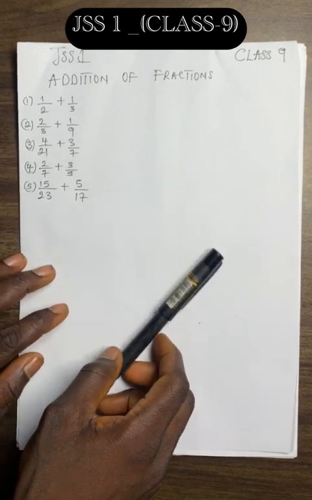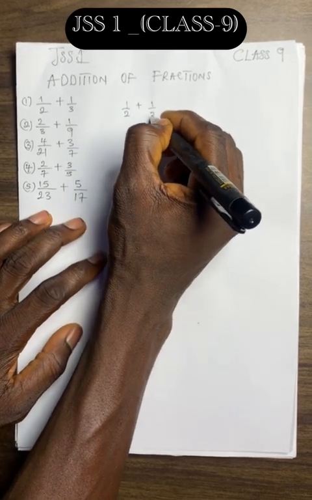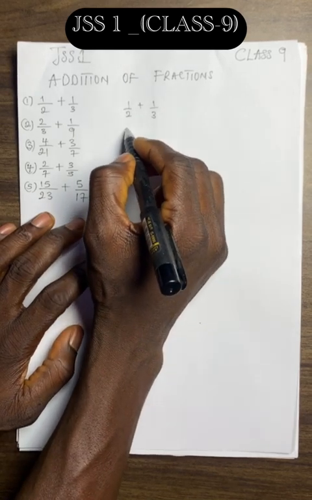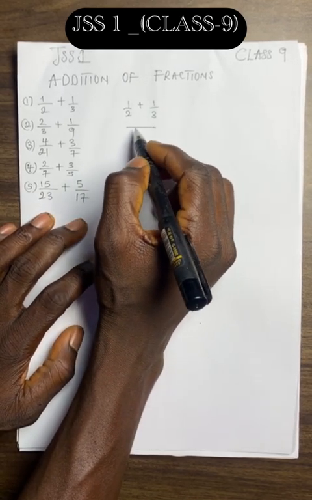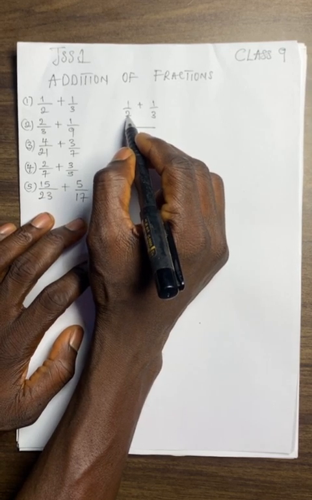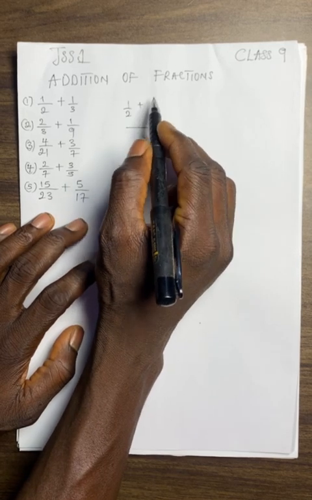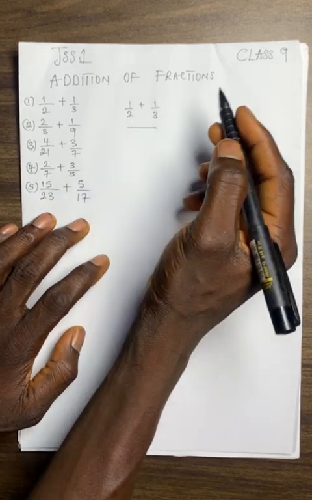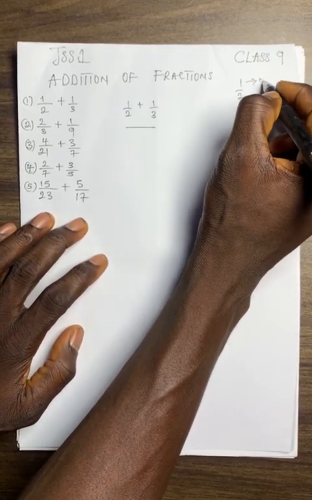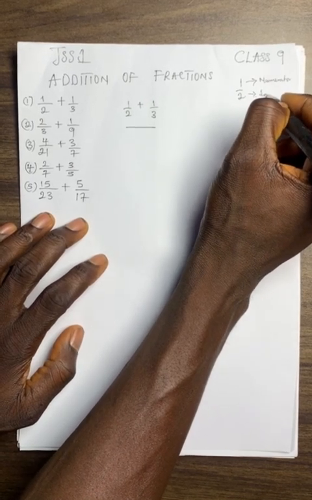The number 1 question here is 1/2 plus 1/3. So how are we going to do this? We'll draw a line here at the bottom. So we'll look for the lowest common factor of the denominators, these 2 and this 1 here. When you talk of a fraction, we have the numerator and we have the denominator. If we have 1/2, the up one is the numerator and the lower one is what? Denominator.